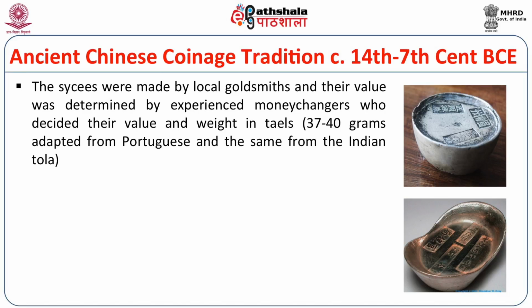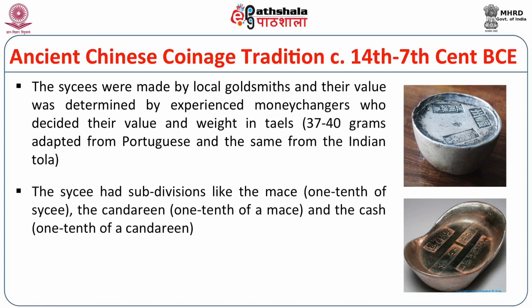Now, tael is again a term which came from Portuguese, and that was derived from the Indian tola. And a basic tael was about 37 to 40 grams in weight. So beginning from 40 grams up till larger weight terms like 10 taels or 100 taels, there were these ingots. And the ingots also had lower subdivisions in bronze and copper, one of them being the mace, which was 1/10 of a saisi. Then there was the candarine, which was 1/10 of a mace. And finally, the common cash, which was 1/10 of a candarine. So this was the concept of Chinese money.